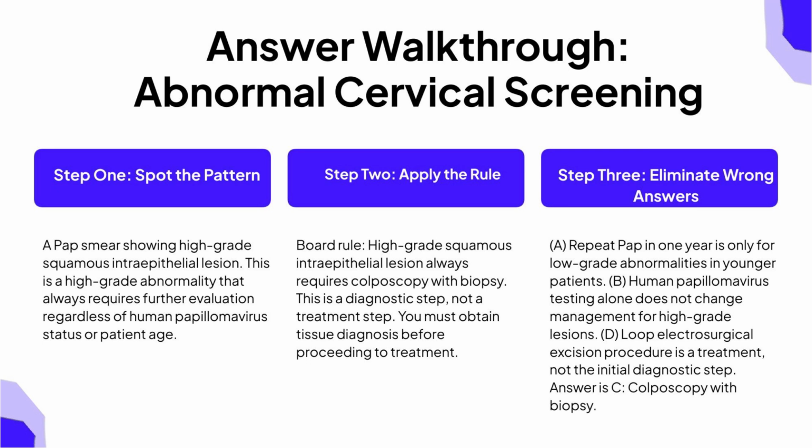Let us walk through this answer. Step 1. Spot the pattern. The Pap smear shows high-grade squamous intraepithelial lesion. This is a high-grade cytologic abnormality. Anytime you see high-grade squamous intraepithelial lesion on a Pap result, your next step is always the same, regardless of human papillomavirus status or the patient's age.